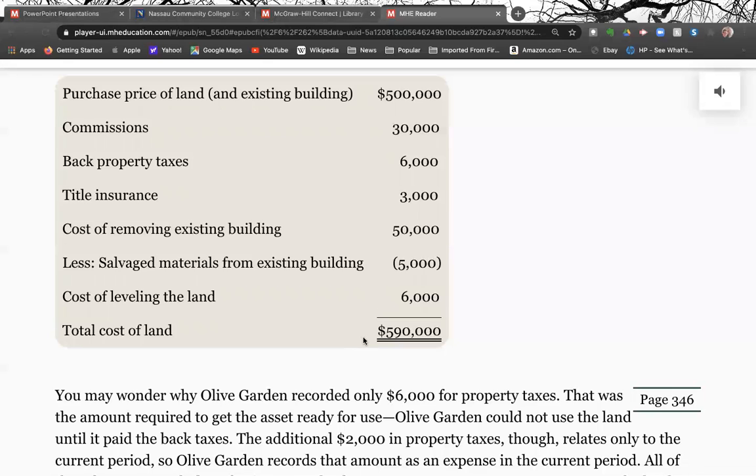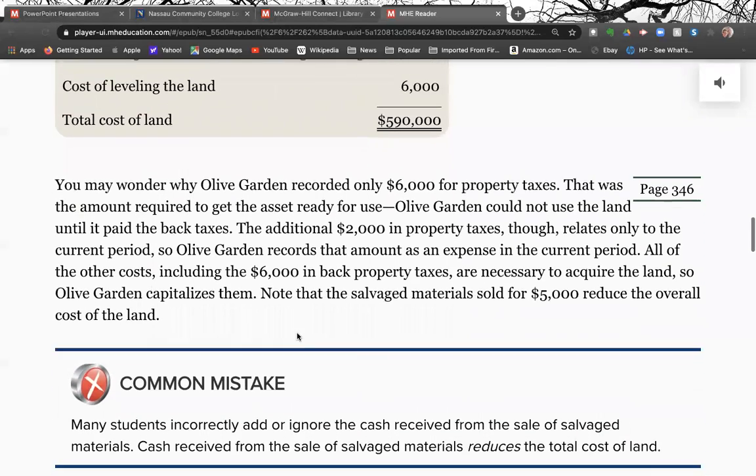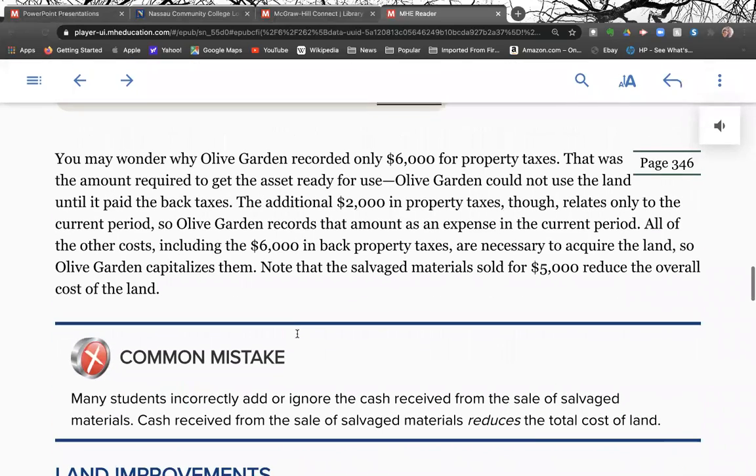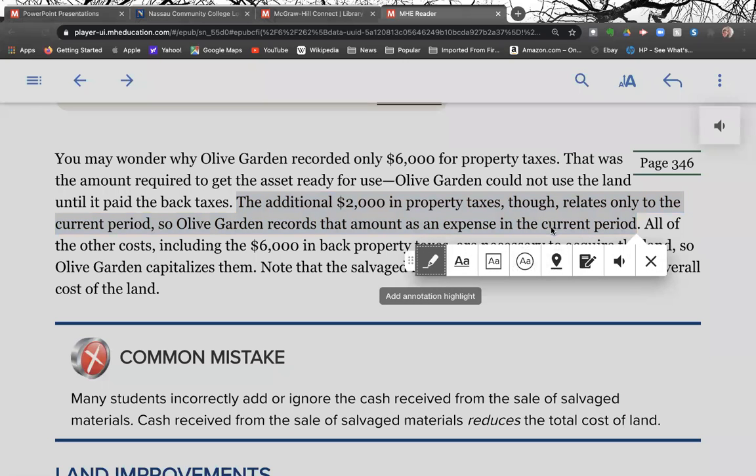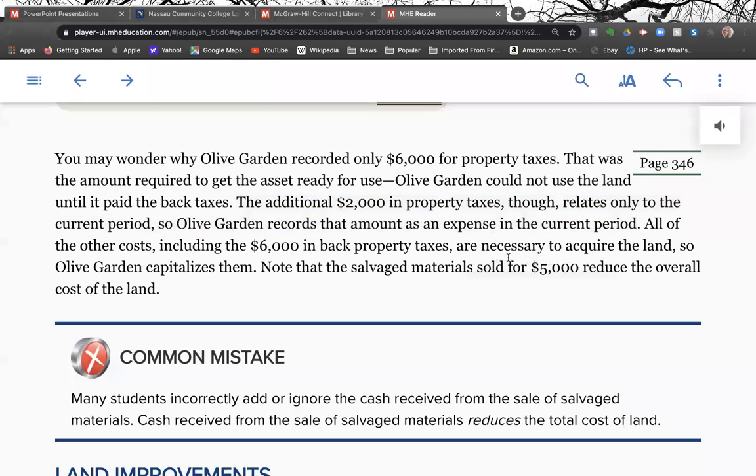The total cost of the land is $590,000. So if I was making a journal entry, I would debit land for $590,000. Now, maybe all these things didn't happen at once, so the total debits to land would wind up being $590,000, but these could be separate entries. Not all of these entries would be made at the same time. Notice that the $2,000 in taxes is an expense of the current period. Debit tax expense, credit cash, right?